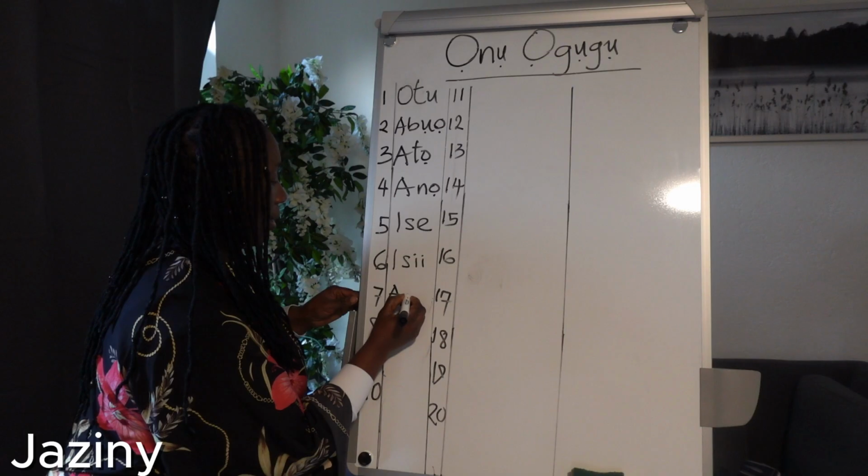What will 14 be? Iri na. If 4 is anọ, 14 will be what? Iri na anọ. If 5 is ise, what will be 15? I know you know the answer. Iri na ise.